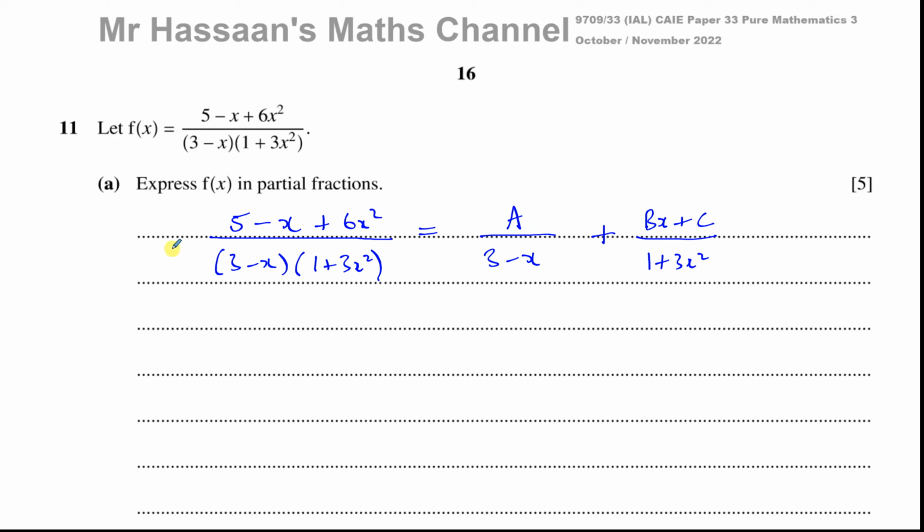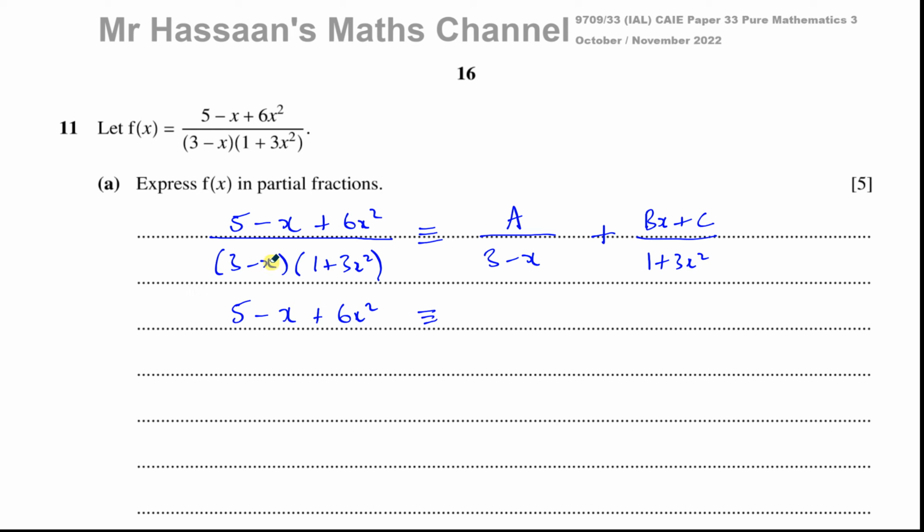All right, so now what we can do is we can try to find the values of a, b, and c. So what we do is we multiply through in this identity by the denominator, in which case on this side you're left with 5 minus x plus 6x squared. And that's identical to, now when you multiply this by all of this denominator, the 3 minus x cancels out, leaving you with a times 3 minus x. Sorry, I messed that up.